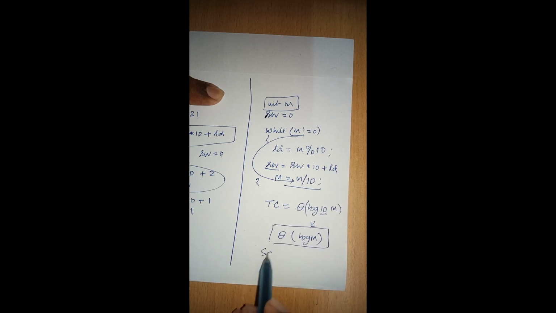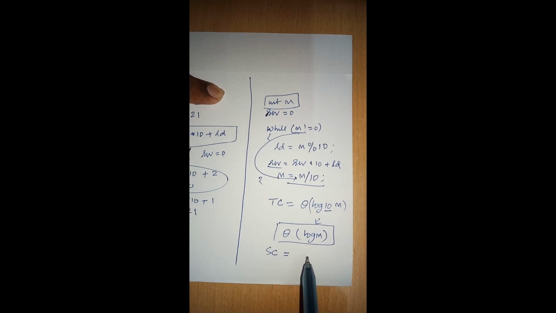And what's the space complexity? Since we are not using any auxiliary space for storing any of the outputs or any of the data, we can say the space complexity or auxiliary space is theta 1, or we can say big O of 1.